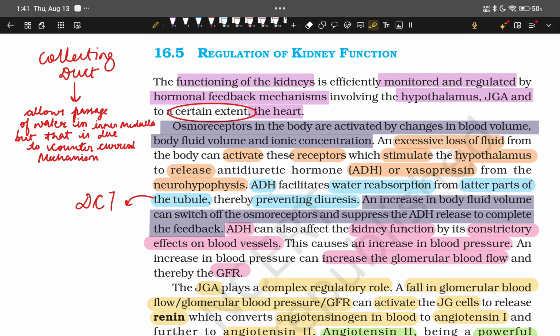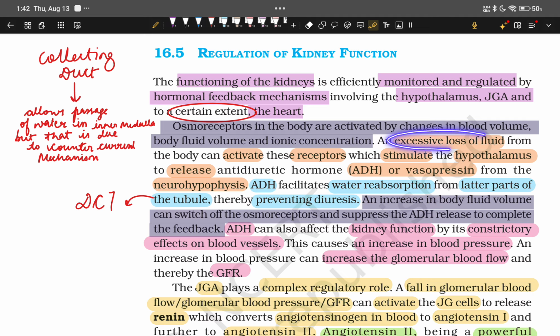Because DCT is part of the nephron, first thing first. Secondly, DCT forms the later part of the tubule, and the tubule is referred to as the nephron, right? And one more thing, in NCERT conditional reabsorption is only mentioned in the DCT paragraph. So there is no conditional reabsorption in the collecting duct. Whatever amount of water is reabsorbed there, it's reabsorbed due to the counter current mechanism, not due to the hormonal feedback mechanism or conditional reabsorption, correct?